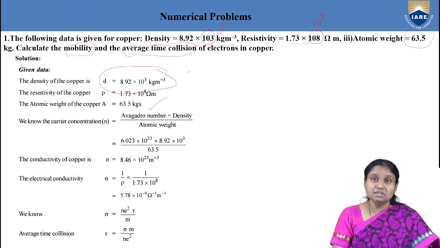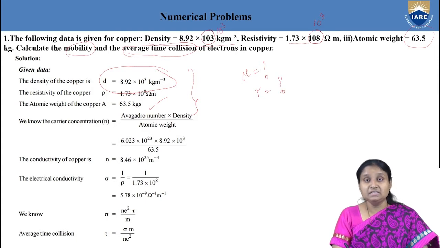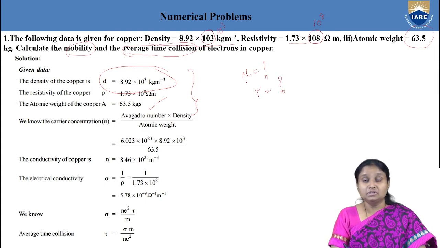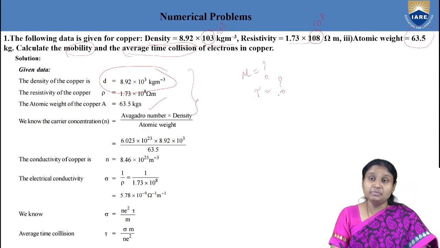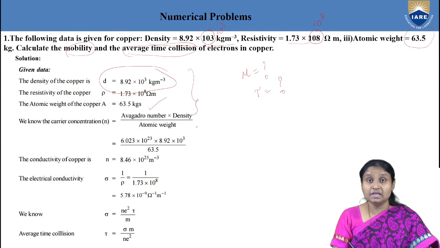So by using all this data, we need to find the mobility of electrons as well as the mean collision time. Mobility is the drift velocity per unit electric field, whereas mean collision time is the average time taken between two successive collisions. In order to find this, first I'll find the carrier concentration, or concentration of electrons in copper.